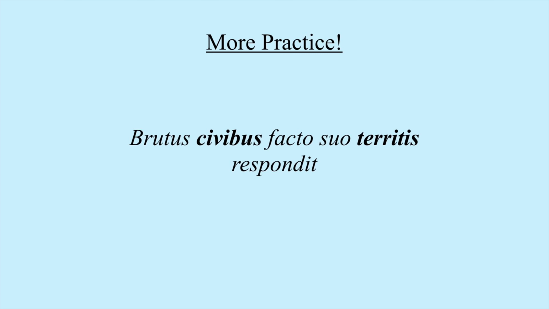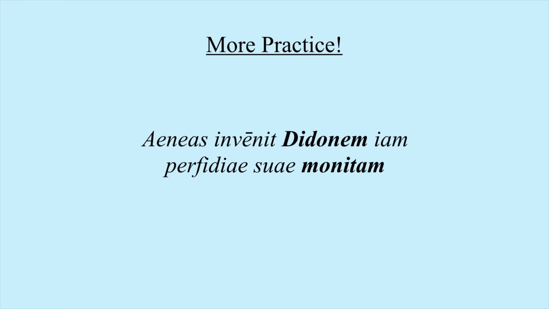Let's try another one, right? Aeneas invenit Didodem iam perfidiae suae monitam. So, how would we translate this? Right? We notice Didodem is being modified by our perfect passive participle monitam, right? Monitam agrees with Didodem in case, number, and gender. They're both feminine, singular, accusative.